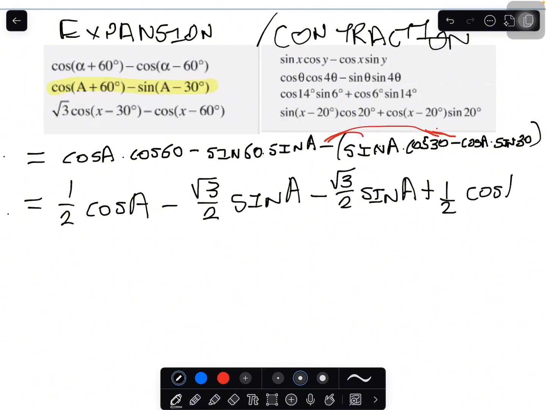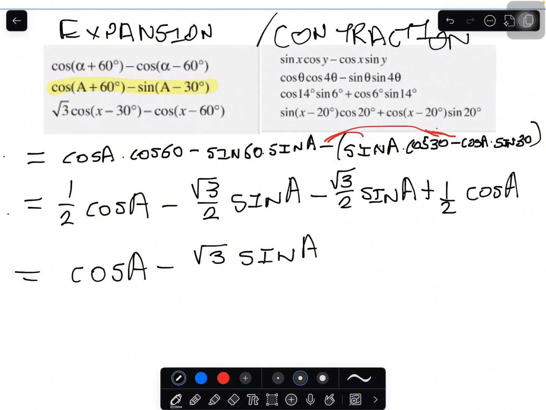cos A, and now I'm left with cos A minus root 3 over 2. Oh, sorry. It's going to be root 3 sine A. Now let's check our work.